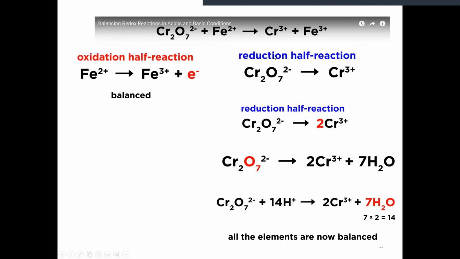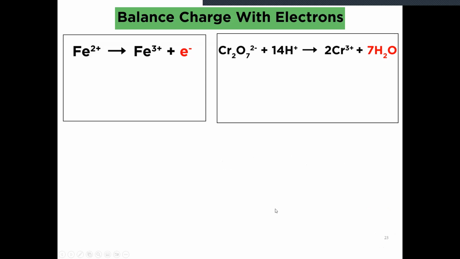Actually, I skipped a step there. Let me show that again. So we got to this point to balance the hydrogens. And by doing that, we had to add 14 H pluses. Then when we come to this slide, we've got 14 pluses and a -2. So that's going to be +12. And here we have 2 times 3 is +6. So to balance it, we're going to add 6 electrons, so we can balance the positives and negatives. So now the charges add up to +6, and that's +6.